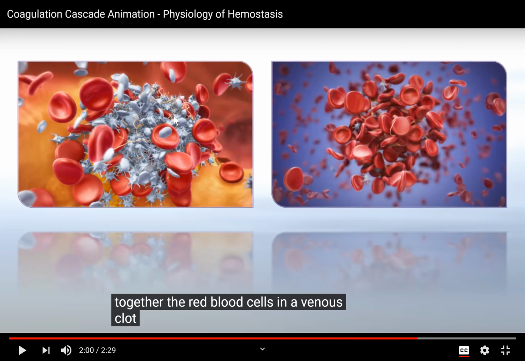As you can see, our anticoagulants affect the clotting factors at various stages of the coagulation cascade. Okay. All right, okay. So let's go back here.